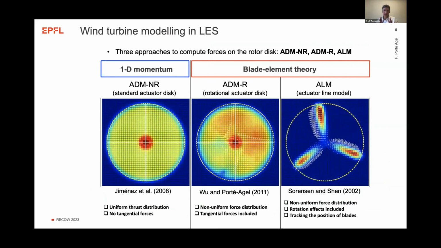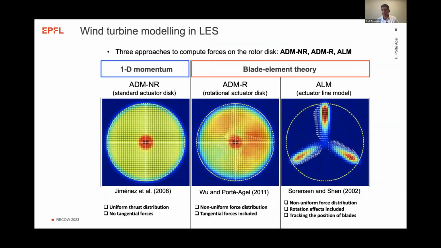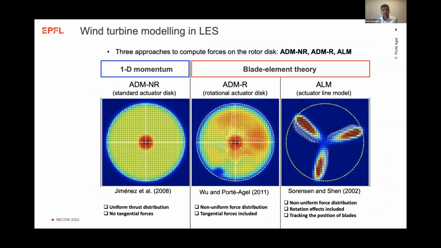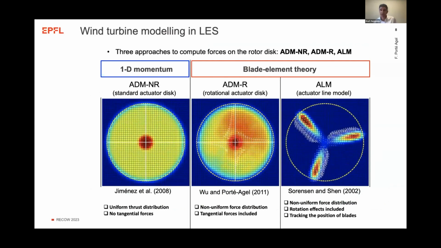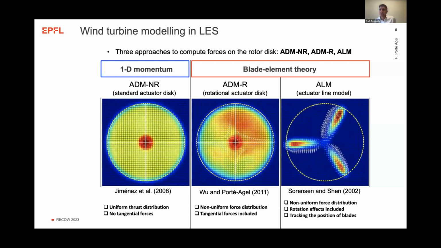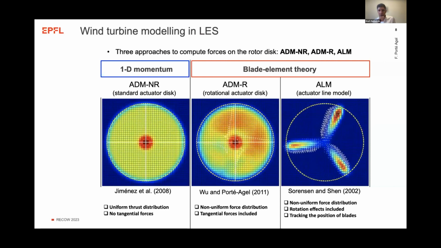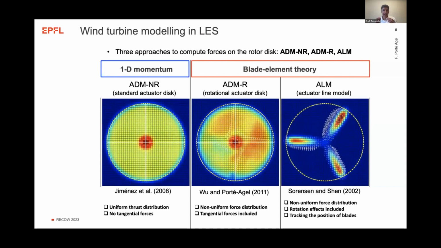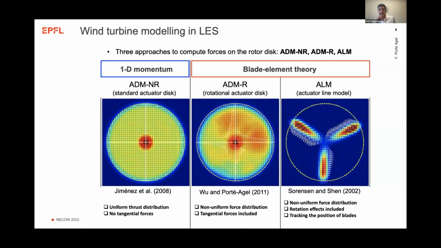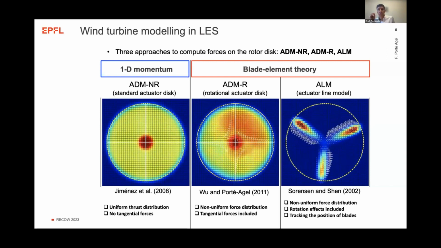One is that normally the thrust force, really the force in the direction of the flow, is the important one. And then that the force is uniformly distributed over the rotor disk. Now, this is based on one-dimensional momentum theory. The other two are based on what we call blade element theory, so basically using the blade characteristics and the forces generated by the blades in two ways. One is what we call the rotational actuator disk model. The other one is what we call the actuator line.